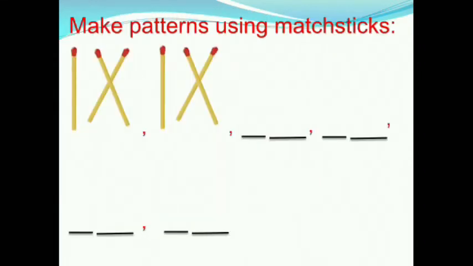Children, see this pattern. In this pattern they have used matchsticks and they have made Roman numeral number 9 with it. They have repeated it. Like that only we have completed this pattern.